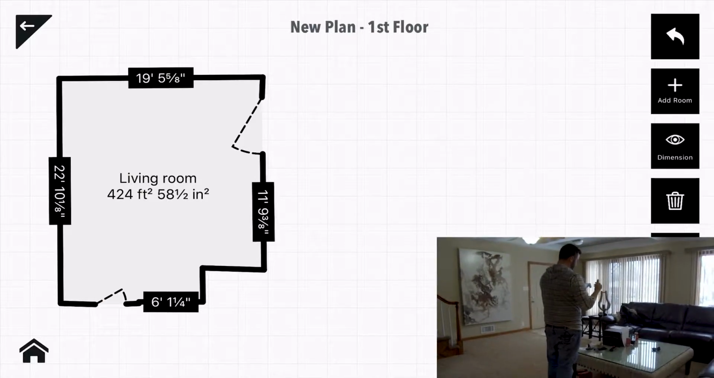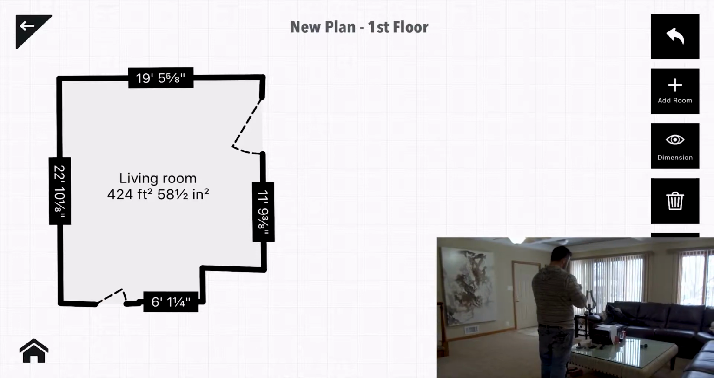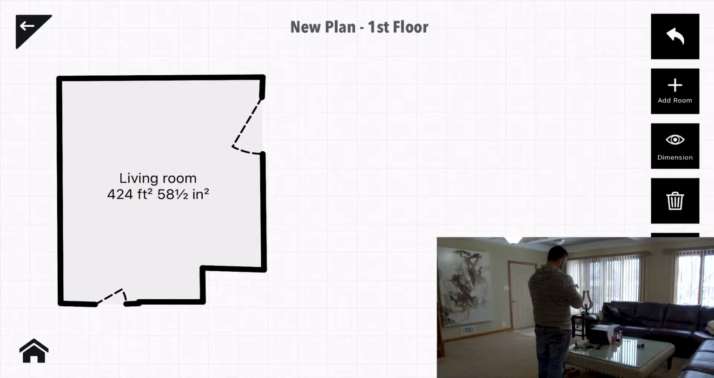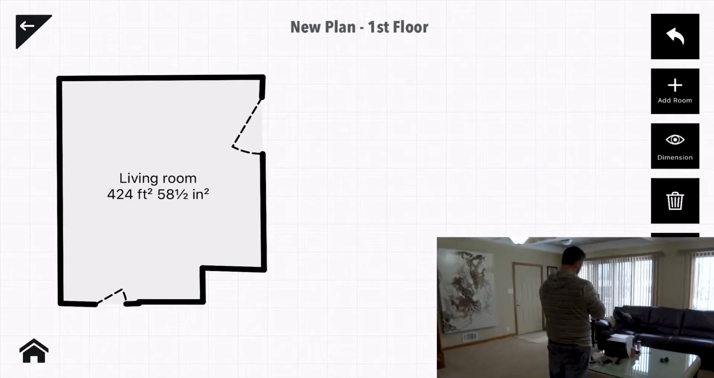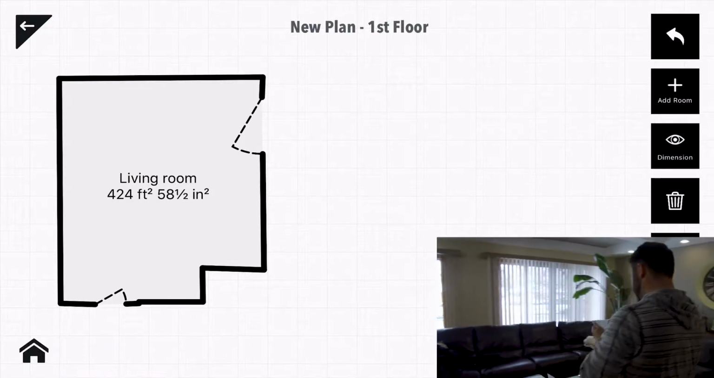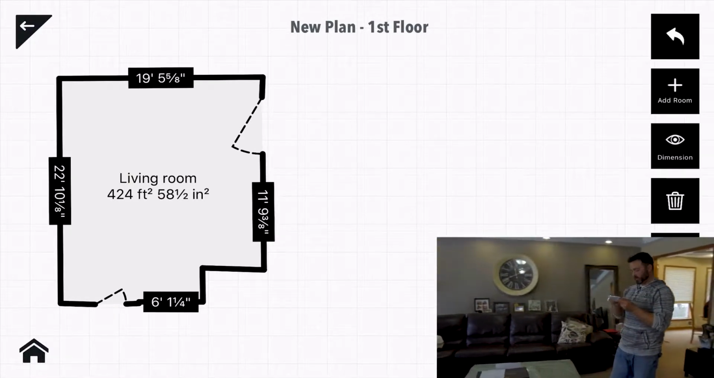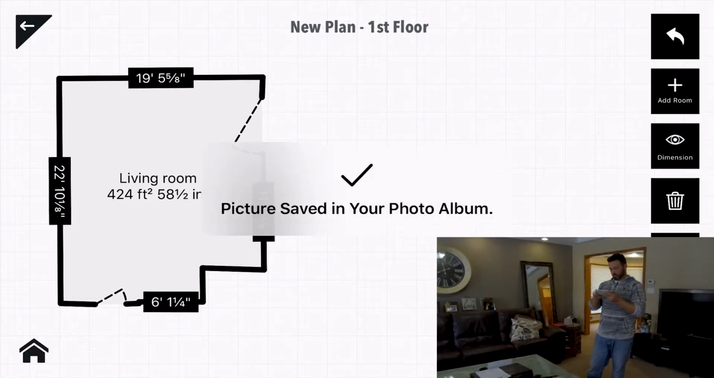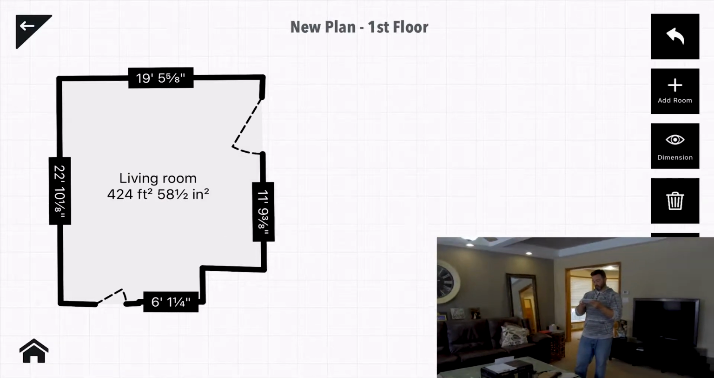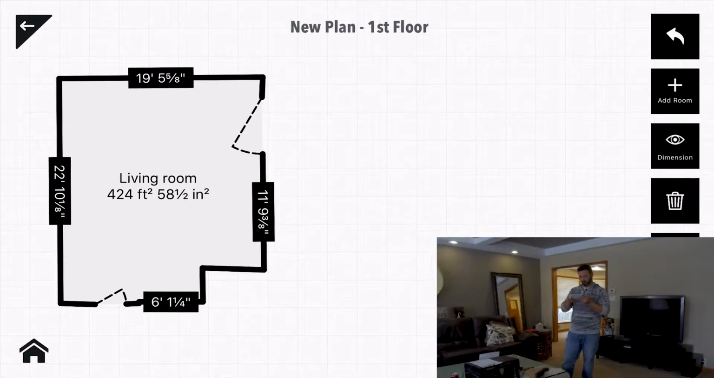You can name it and you can do the same thing. I'll show you that in a second. You can also pull those dimensions off the top of that floor plan with the dimension icon. And the other thing you can do is take the picture of the floor plan, which is then saved to your photo album, and I'll show you that at the end after I add one more room to this and show you how to mesh them together.